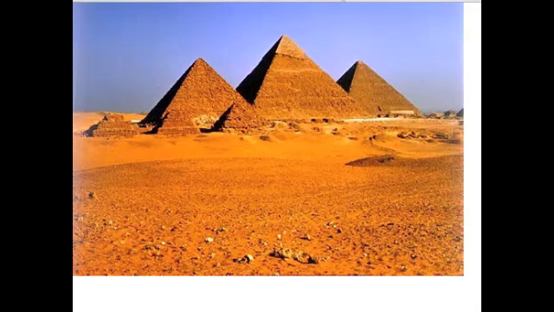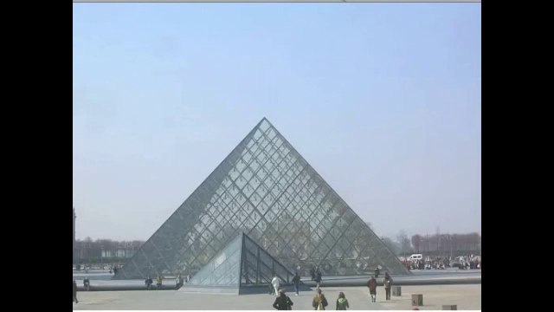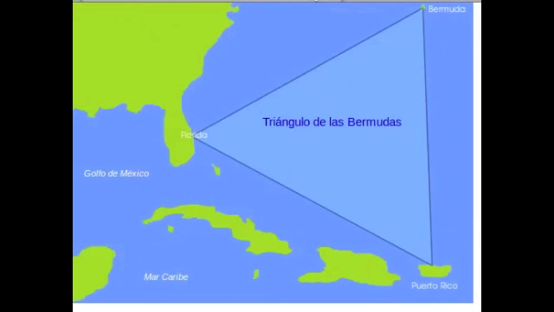Did you know that you can find triangles all around the world? Here are triangular pyramids in Egypt. Here's a triangular pyramid that was built in Paris in front of the famous museum, the Louvre. There's even ghost stories about the Bermuda Triangle, right here from Puerto Rico to Florida to Bermuda, where mysterious things have always happened. Let's learn some more about triangles.